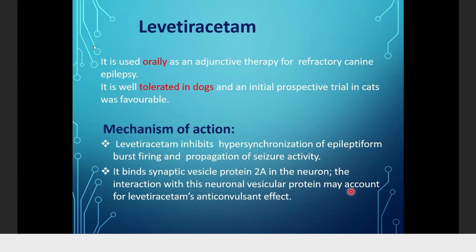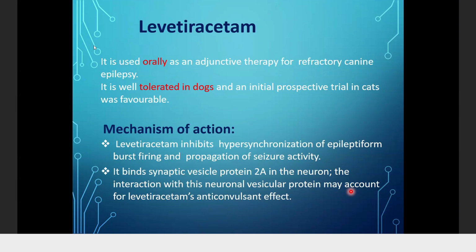This one is used for adjunctive therapy for refractory canine epilepsy. It is well tolerated in dogs. It can also be used in cats, but you have to adjust the dose.